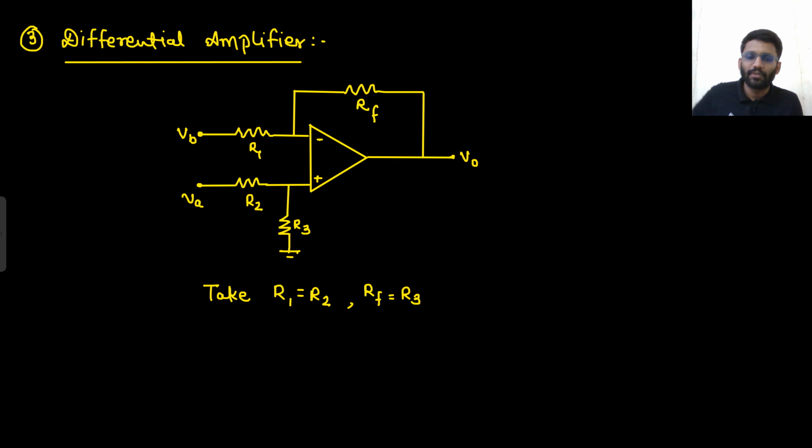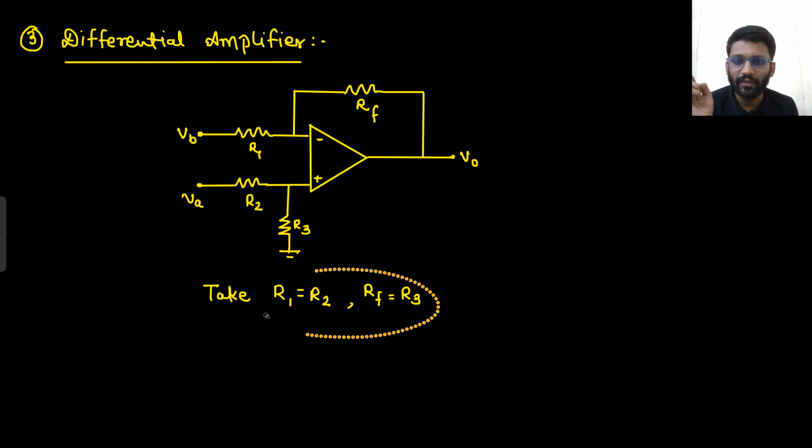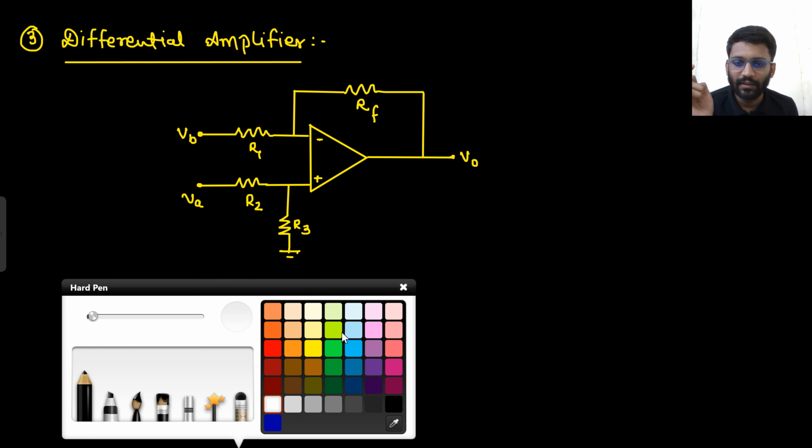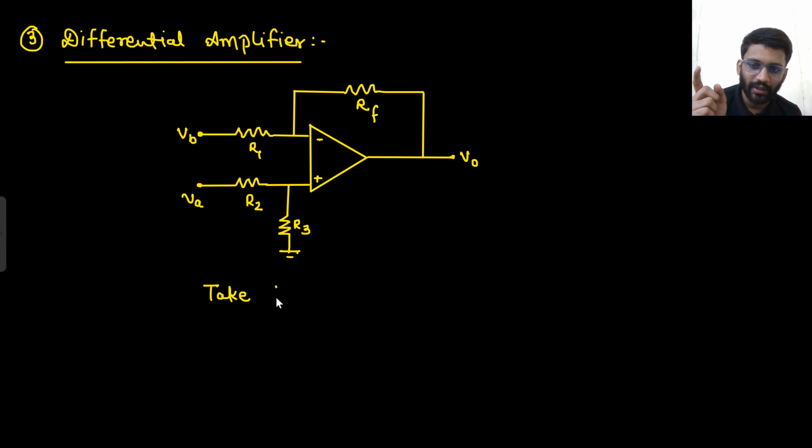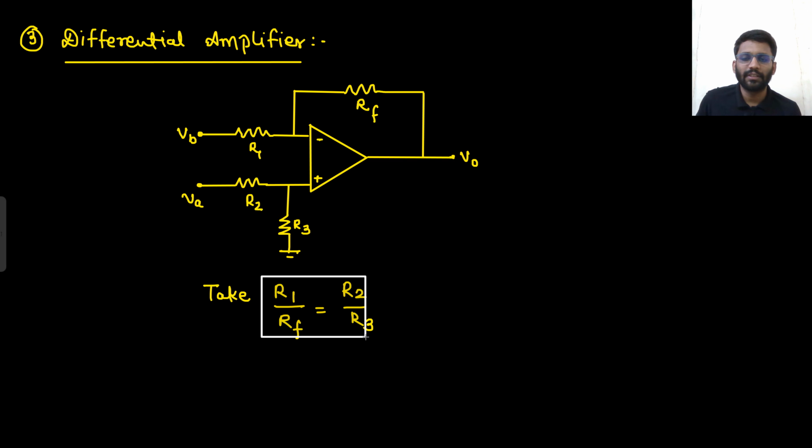Well and good. So they are saying take R1 equals R2 and RF equals R3. Better it should be written like this: the ratio should be the same. I don't need the same values, I need the same ratio. R1 by RF should be equal to R2 by R3. In most of the questions, this ratio will be given, that R1 by RF is equal to R2 by R3. This you need to take.